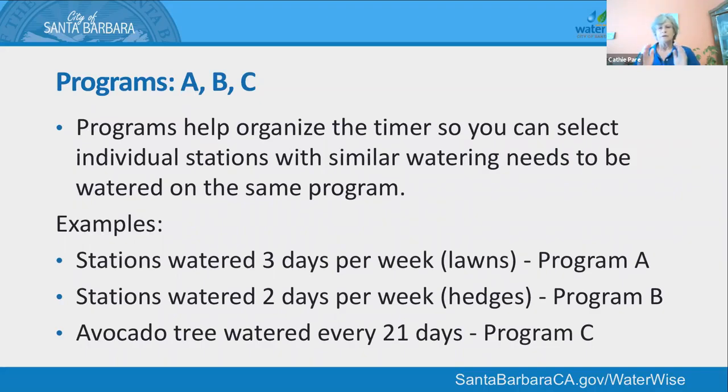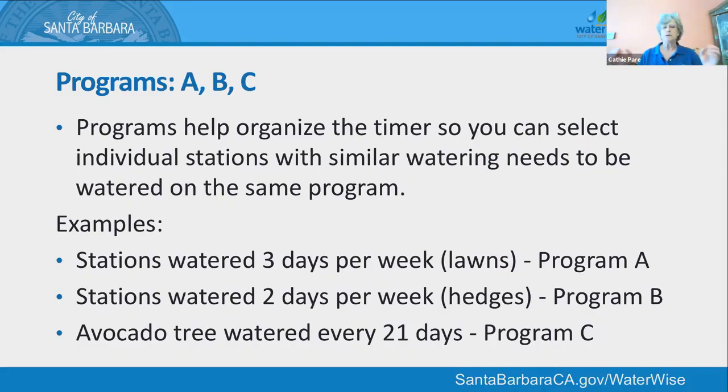Now, the programs themselves help you to organize the individual stations that have similar water needs. A program is kind of like a little mini controller within the controller. The controller overall tells you when you want to turn things on, how long you want to water for, and how many days a week. But you may have a landscape with a variety of different plants and different zones that need different days of the week watering. So you would want to put everything that wants the same days of the week together.